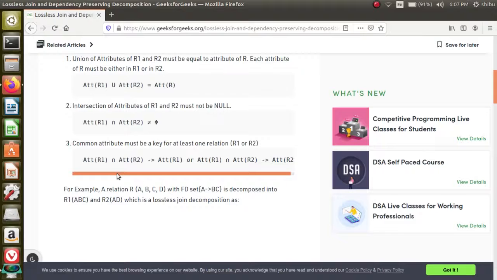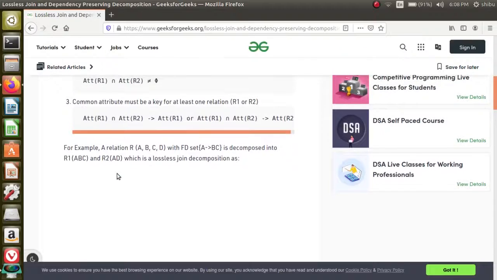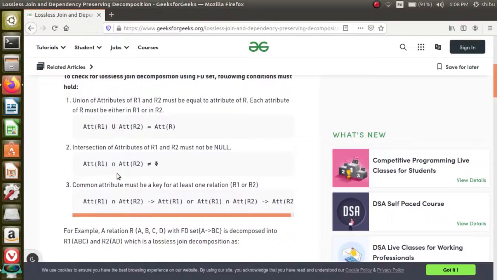If you are splitting a table into two, then the attributes of R1 union R2 should be equal to the attributes of R. Then the intersection of attributes of R1 and R2 should not be null, and the common attribute should be a primary key for either of the two tables. And there is an algorithm for checking whether a decomposition is lossy or not. That we will discuss in the later part of this lecture.